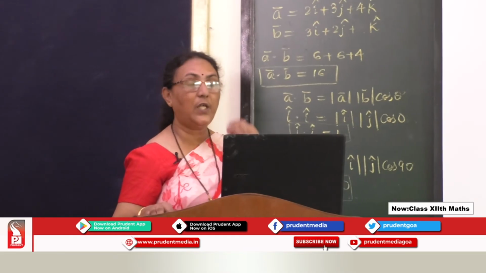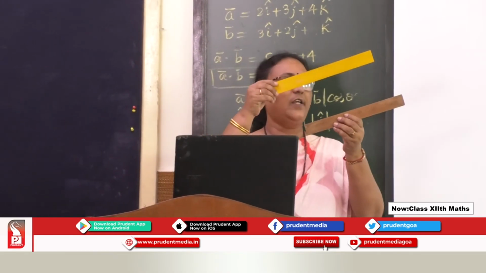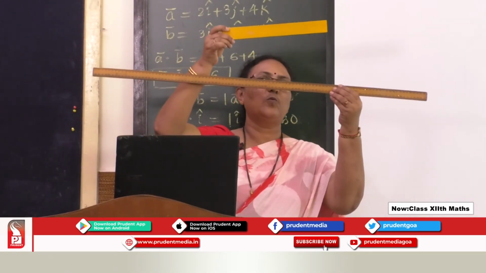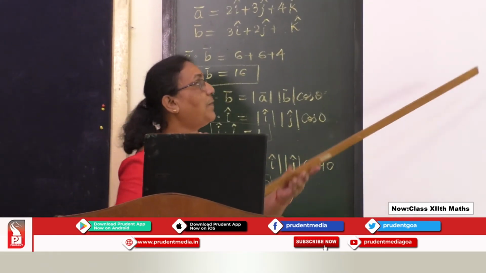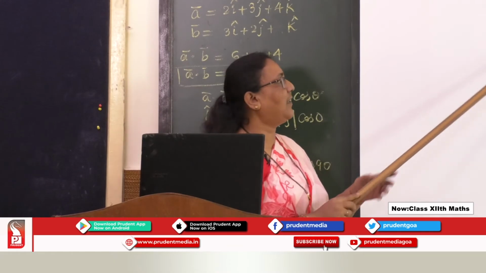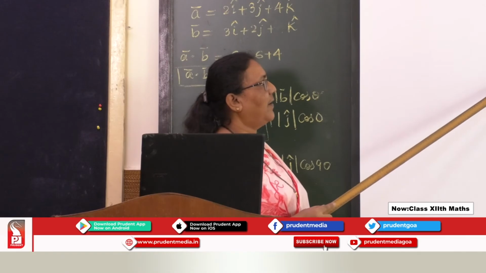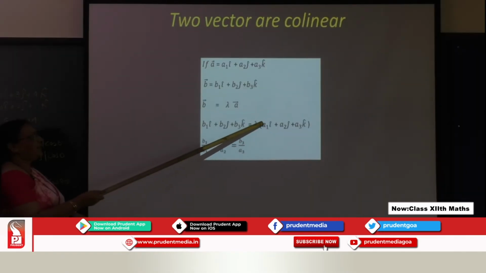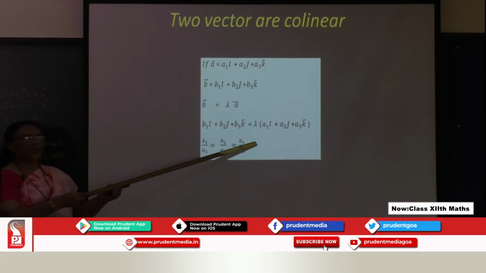Two vectors are collinear. Now see, these two vectors are collinear if one vector is expressed as lambda times the other vector. So copy the first vector as it is, and take lambda times the other vector. When you multiply this by lambda, you compare the coefficient of i on both sides, and you will get everything equal to lambda.